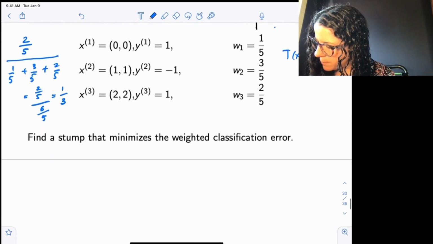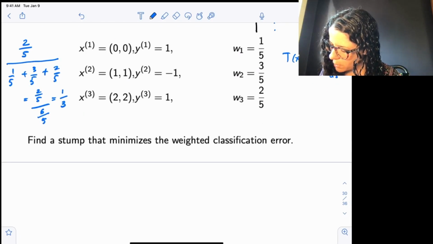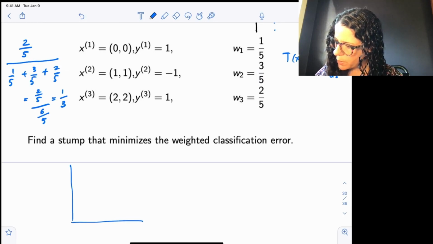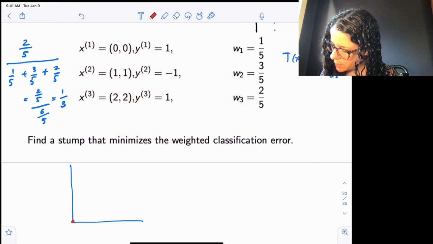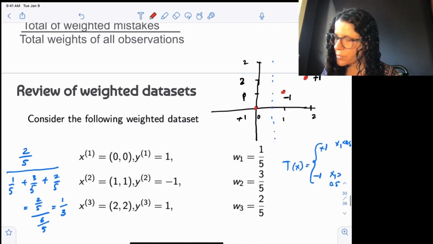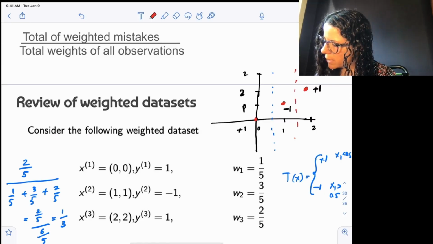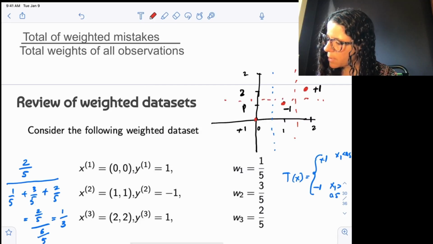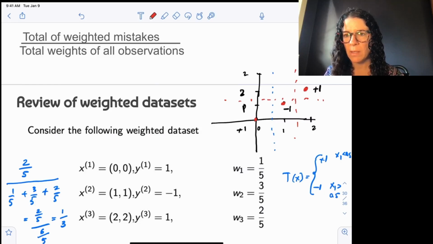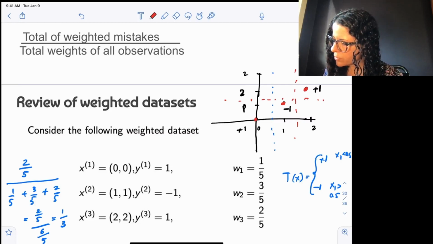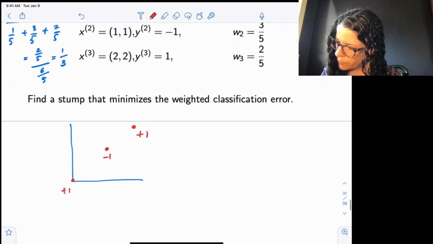I'm going to leave this here, and let's make another, better diagram. The first point was here, the second point was here, and the third point was here, with labels +1, -1, and +1. In our first tree we split the data with x1 less than 0.5. The other ways to divide this data are either here or here, and they're pretty much similar to each other in the sense that they divide the space in a very similar way for this training data.